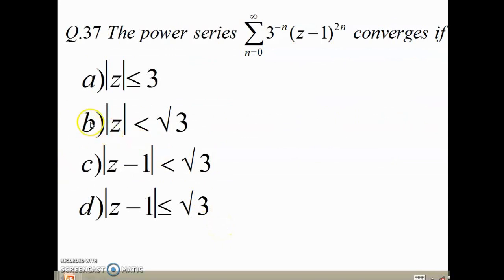Next question, question 37. The power series sigma n is equal to 0 to infinity 3 power minus n into z minus 1 whole power 2n converges. So we have to check where this power series converges. So we will first look into the concepts.